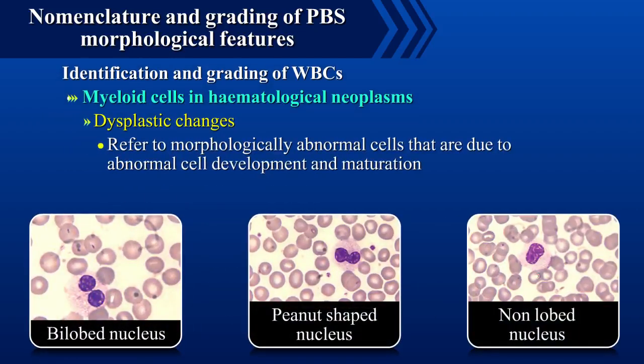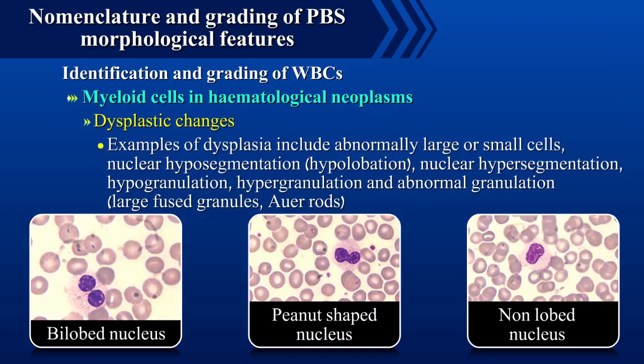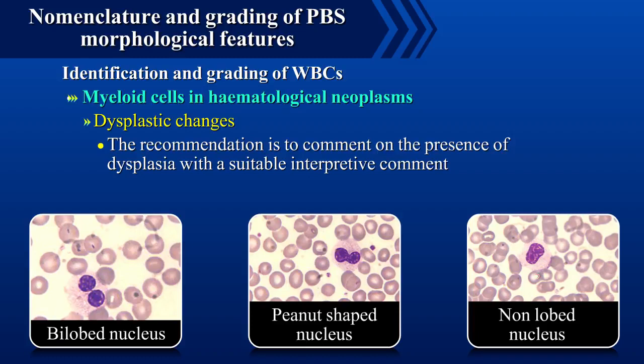Dysplastic changes refer to morphologically abnormal cells that are due to abnormal cell development and maturation. Examples of dysplasia include abnormally large or small cells, nuclear hyposegmentation, nuclear hypersegmentation, hypogranulation, hypergranulation, and abnormal granulation. Abnormal granulation may be in the form of large fused granules or Auer rods. The recommendation is to comment on the presence of dysplasia with a suitable interpretive comment.